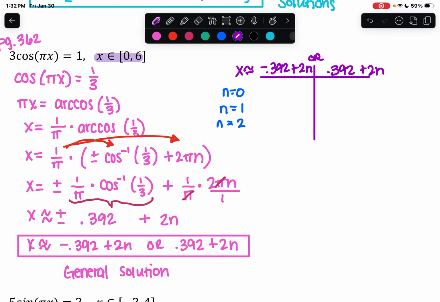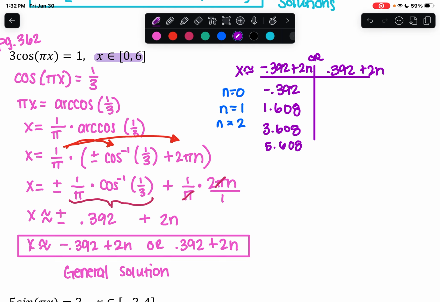On the left-hand side, we would have negative 0.392 when n equals 0, and then we're just adding 2 each time we go down through the cycles. So then we would have 1.608 and then 3.608 and then 5.608.